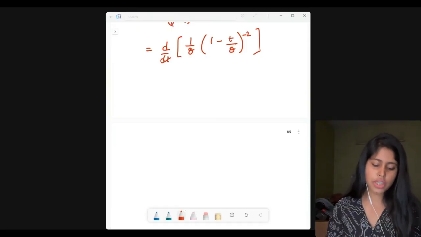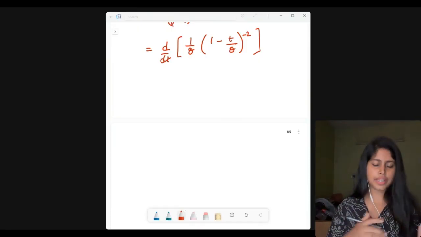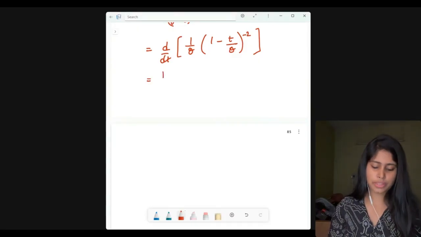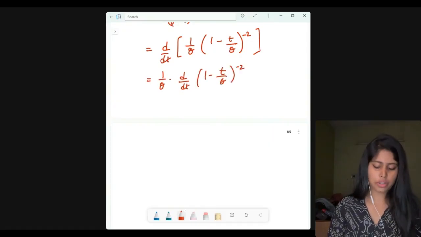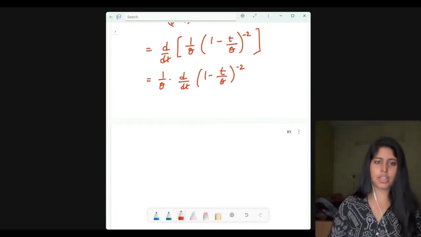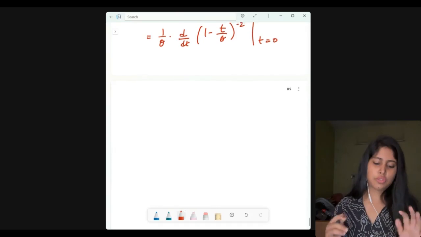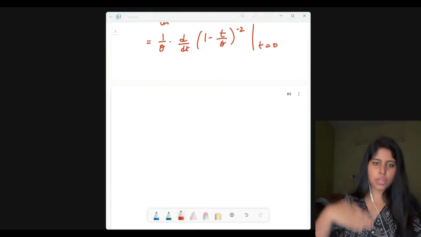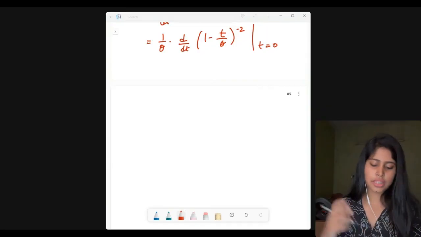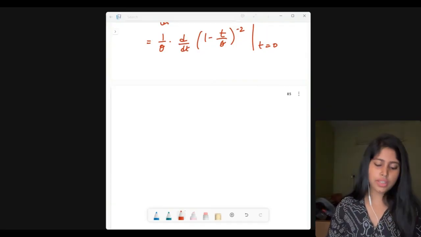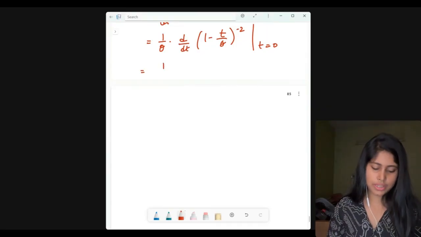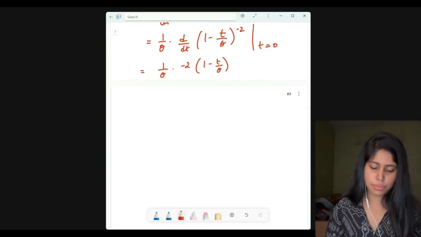Now here we can see that 1 by theta is a constant, so we will take that outside. So it will be 1 by theta dot d by dt of 1 minus t by theta to the power minus 2. Let me write t is equals to 0; after that, we will substitute the value of t to be 0. From the next step, this minus 2 will come here if I do the derivation, and the power will be minus 2 minus 1, right? So it will be 1 by theta into minus 2, 1 minus t by theta, to the power minus 2 minus 1, which is minus 3.